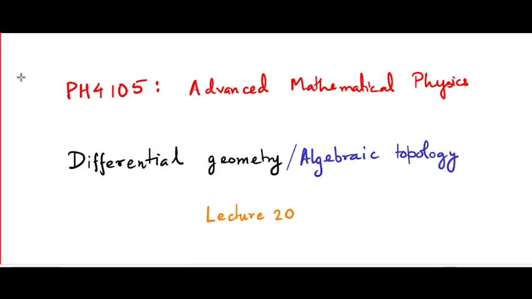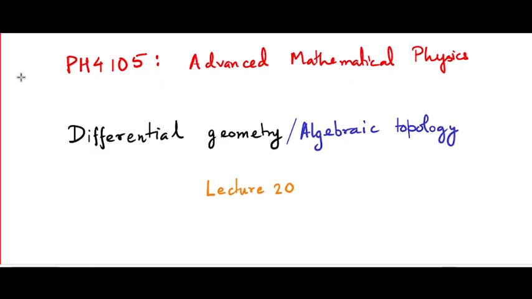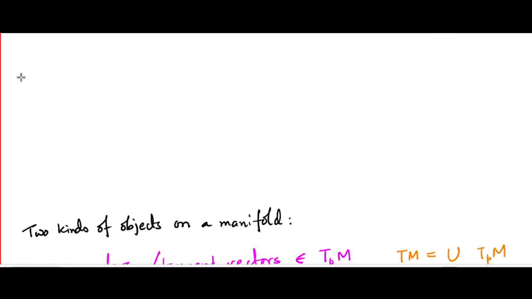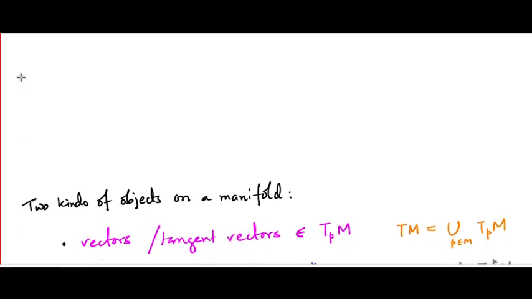Welcome to lecture number 20 of PH 4105, Advanced Mathematical Physics, where we are currently talking about differential geometry. So far, we have essentially met two kinds of objects on a differentiable manifold. We have met vectors, also known as tangent vectors, which belong to a particular point P of the manifold M, and their set is what you call TPM. If you take the union of all the TPMs together, you get the tangent bundle TM of the manifold M.